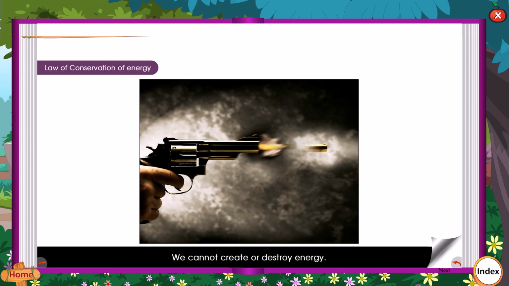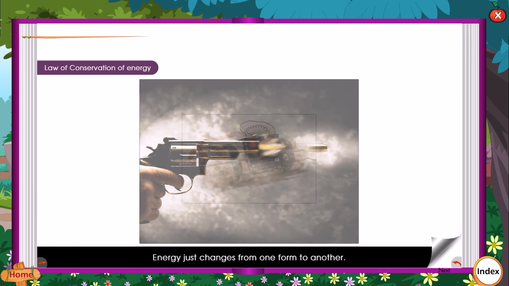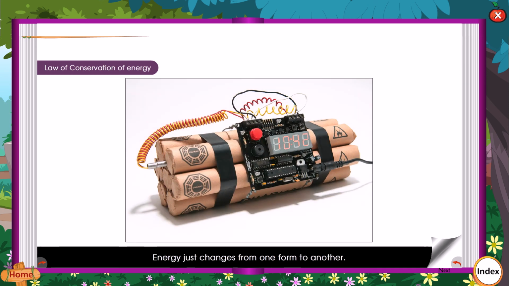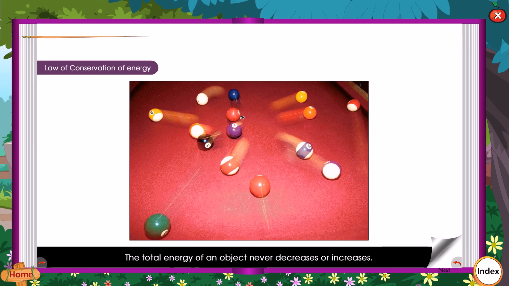Law of conservation of energy. We cannot create or destroy energy. Energy just changes from one form to another. The total energy of an object never decreases or increases.